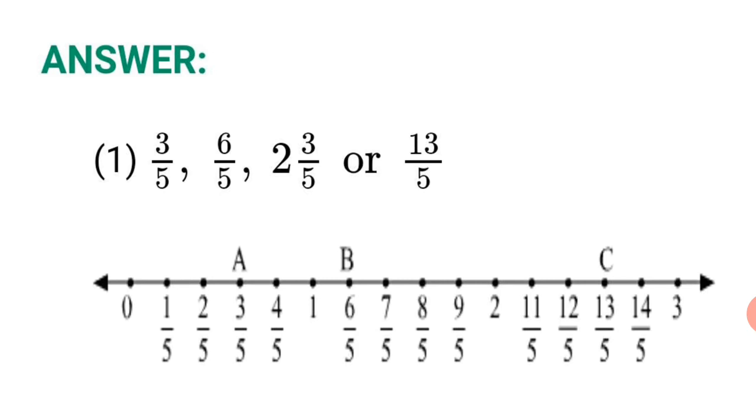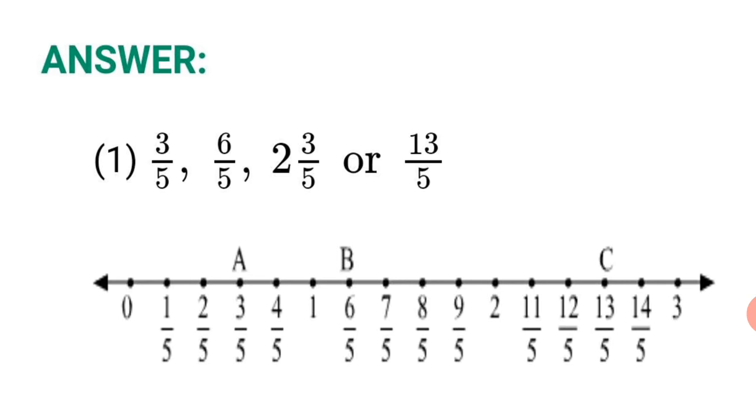Okay, since the denominator is 5, from 0 you count 5 units and mark the number 1. From 1, again you count 5 units, mark the number 2. From 2, you count 5 units and mark the number 3. And then we will start counting the divisions. First, 3 upon 5. So, 1 upon 5, 2 upon 5, 3 upon 5. 3 upon 5, you mark it with letter A.